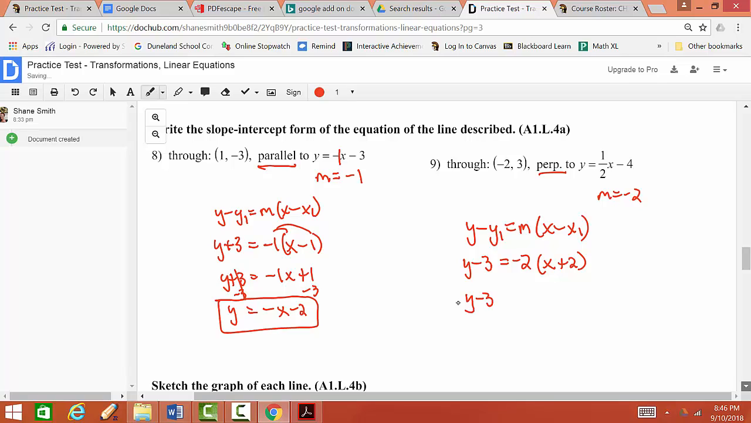Made a mistake. Add 3 to both sides. This should actually be a -1. That should be the answer.